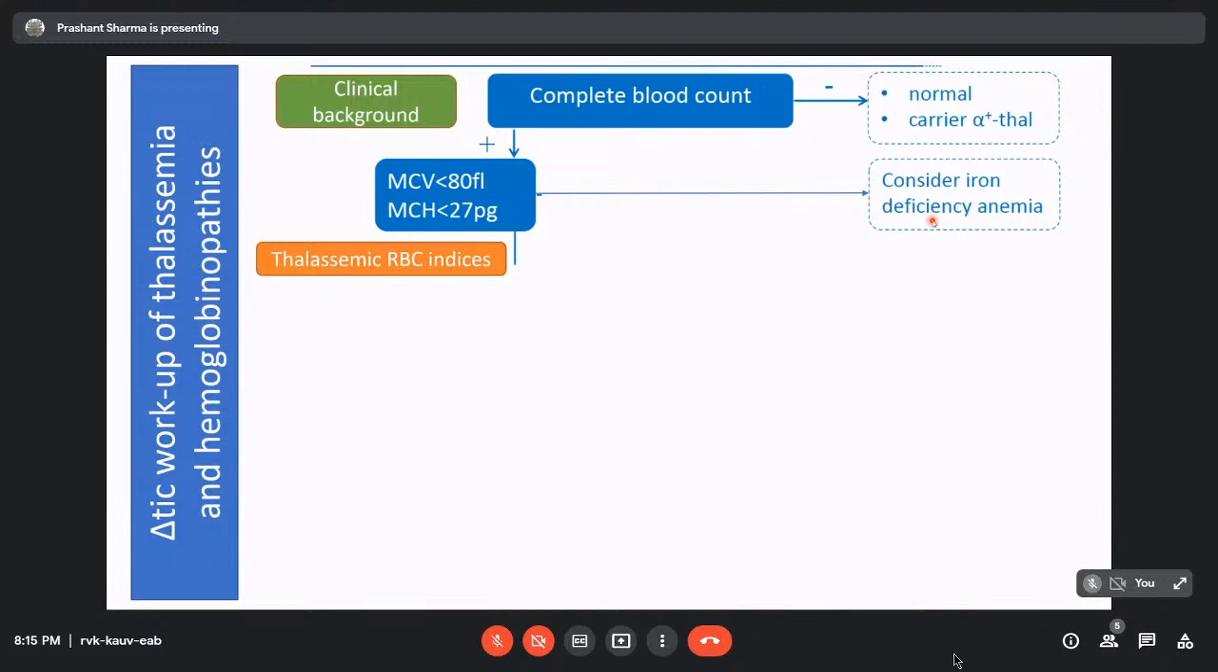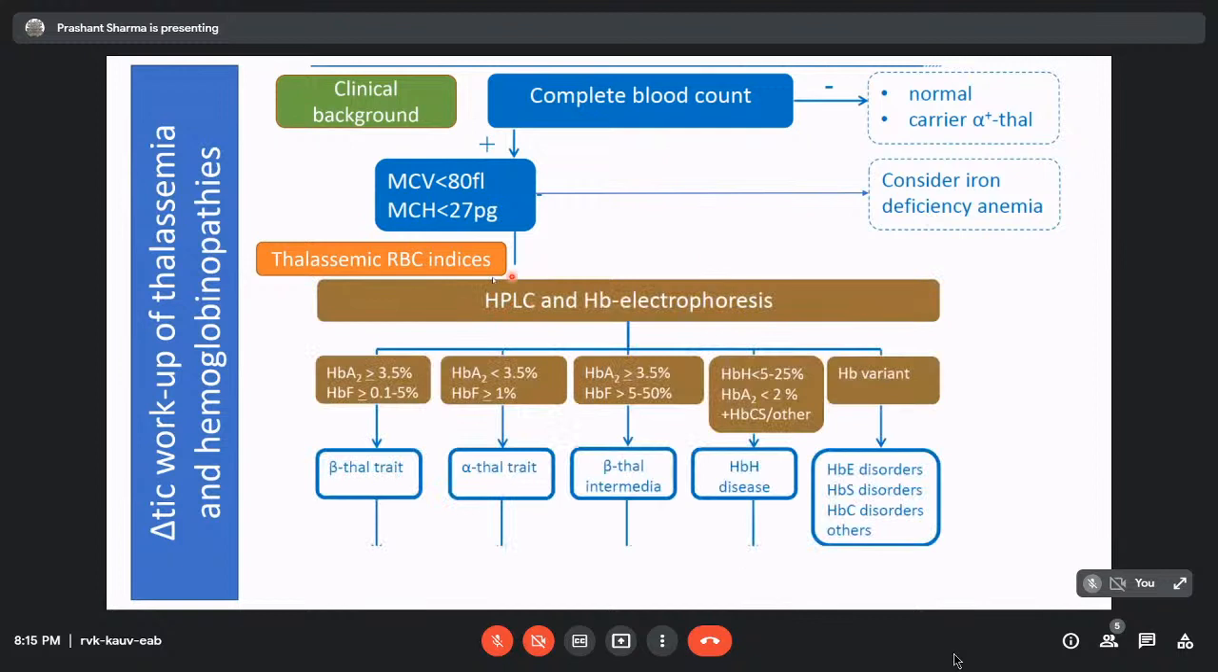The next test to be done typically is a hemoglobin HPLC. It mentions electrophoresis here because this slide was originally meant to cover both thalassemia and hemoglobinopathies. But in the context of thalassemia, you need to go in for a technique that quantitates hemoglobin F and hemoglobin A2. Based on what you get from those results, if you have a hemoglobin A2 which is elevated and an F which is not markedly elevated, you're likely to have a beta thalassemia trait. If you have an A2 in the normal range and an F which may or may not be elevated, you have an alpha thalassemia trait.